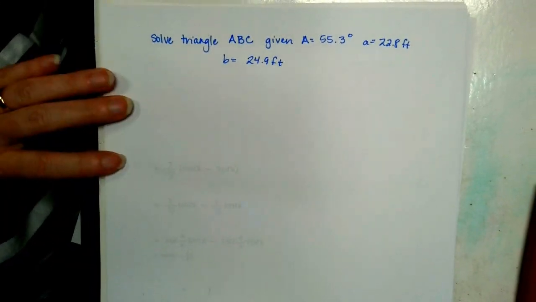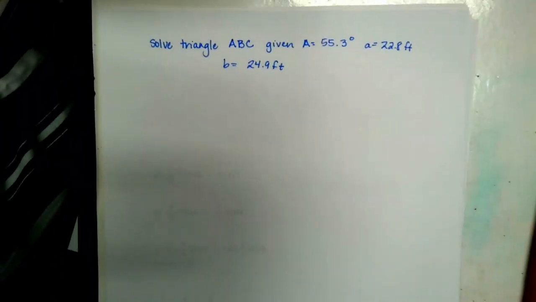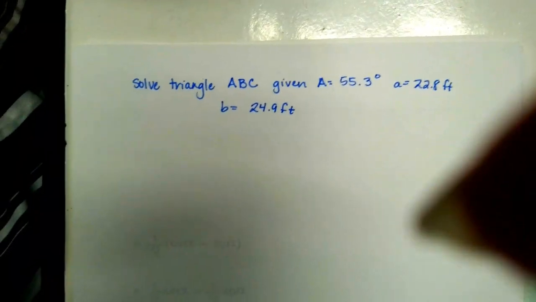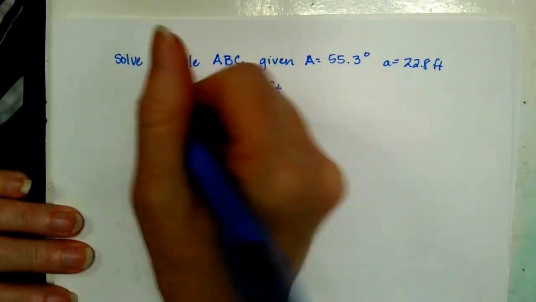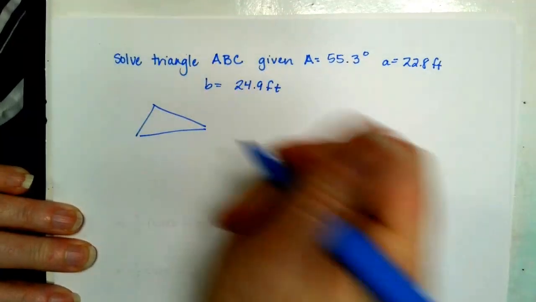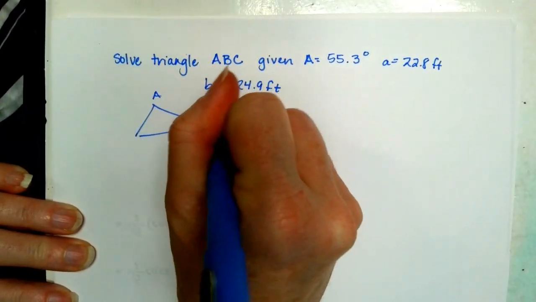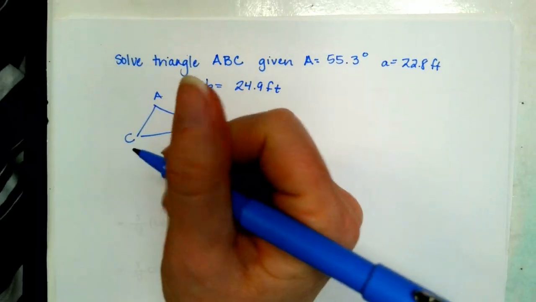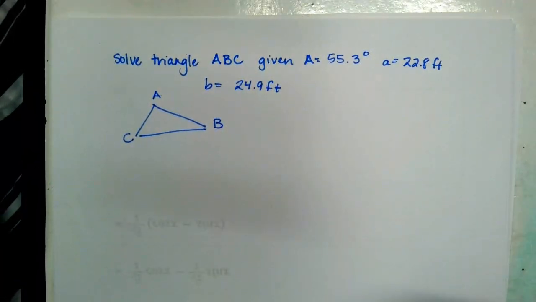Okay, so remember the instructions: solve. Whenever it says solve, that means find all of the missing pieces. So I'm going to set up a triangle. It doesn't really matter what your triangle looks like. Just remember you drew the triangle. It's not based off of anything. You just drew it.